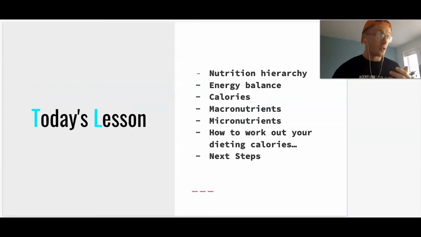So across the course of this lesson, we're going to touch on a number of things. So first of all, we're going to look at a term called the nutritional hierarchy, and that's from Eric Helms, because that just helps us think about what's most important in terms of our body composition and health. Then we're going to look at energy balance, calories, nutrition, micronutrients, how to work out your dieting calories, and I'm going to help you to do that with the resource that I provide on this lesson. And then we're going to look at the next steps and what you can expect from the rest of the lessons moving forward.